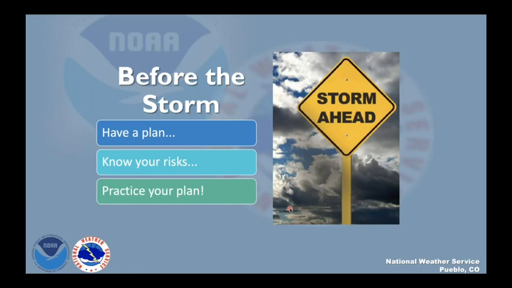So we're in the last 3 slides, but before the storm, have the plan, know your risks, and practice your plan. Emergency managers do it all the time. They have a plan, they do it.